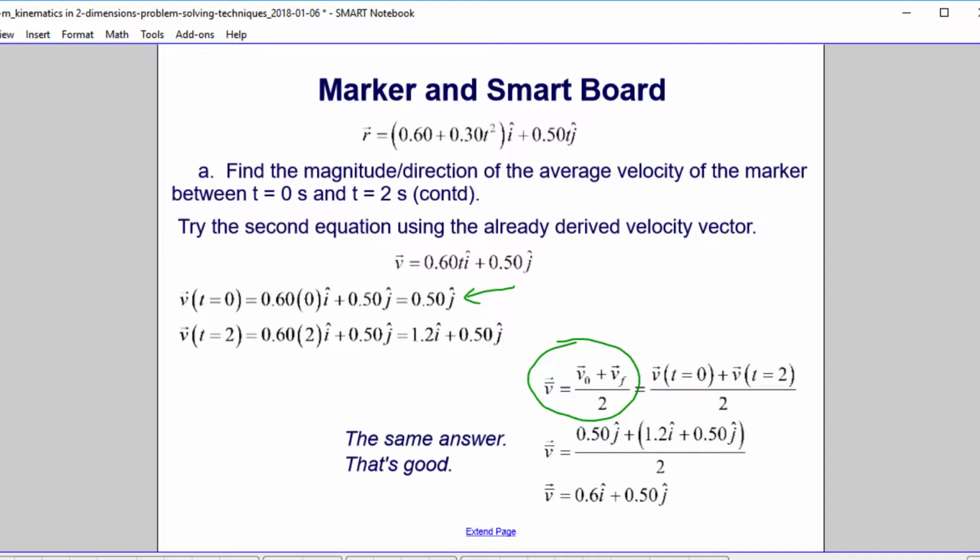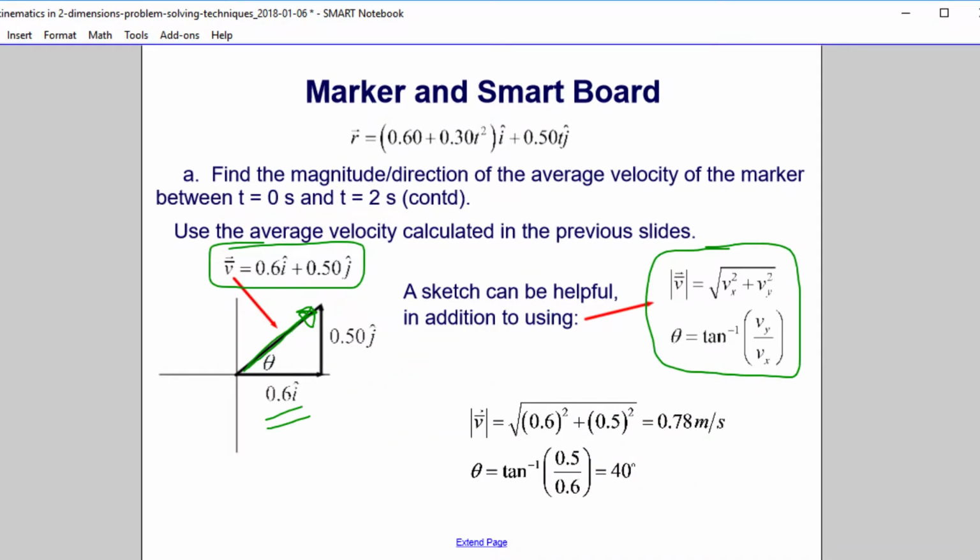We have to find v at time equals 0, and that's 0.50 j. v at time equals 2 is 1.2 i hat plus 0.50 j hat. Then we substitute in our values, and we get the average velocity is 0.6 i hat plus 0.50 j hat, just like we got with the first equation, so that's very good.